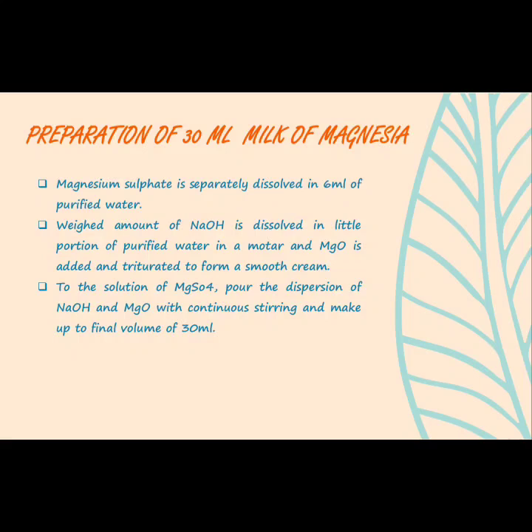Magnesium sulfate is separately dissolved in 6 ml of purified water, and then the weighed amount of sodium hydroxide is dissolved in a little portion of purified water in a mortar and pestle. Magnesium oxide is added and triturated until it forms a smooth cream. To the solution of magnesium sulfate, pour the dispersion of sodium hydroxide and magnesium oxide with continuous stirring. Finally, make up the volume of suspension with distilled water.